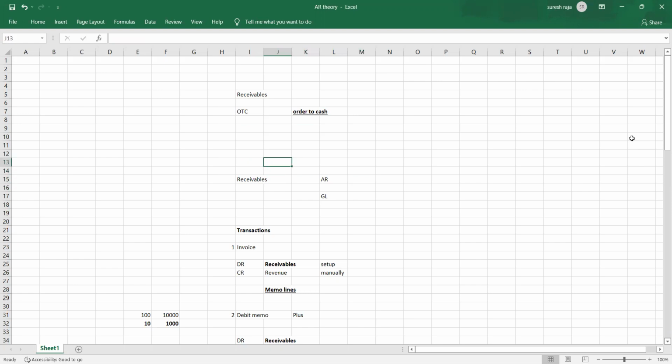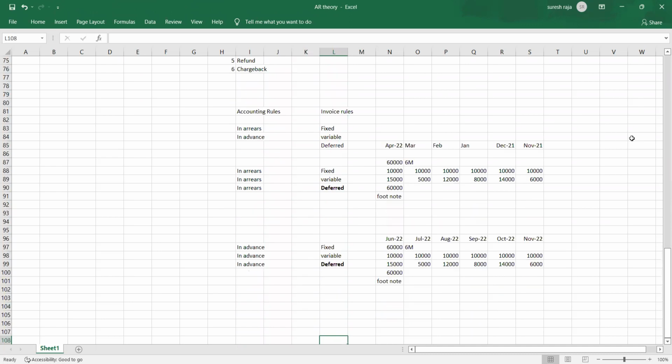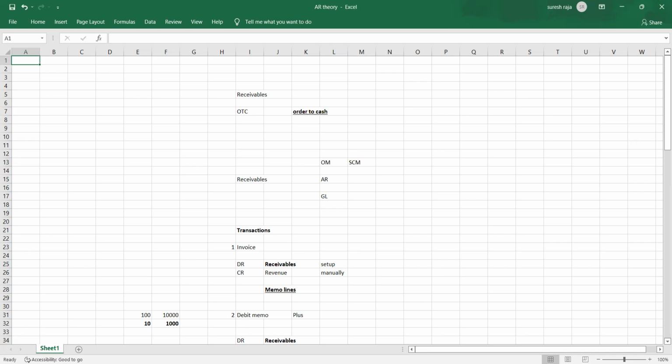So we have order management in Oracle. Order management is part of supply chain management. Like the P2P cycle, the O2C cycle starts like this. You create a sales order. No accounting entry will be generated in order management. Then it will be converted to finished goods. The cost is added to finished goods, and then the cost of goods sold accounting entry is generated.